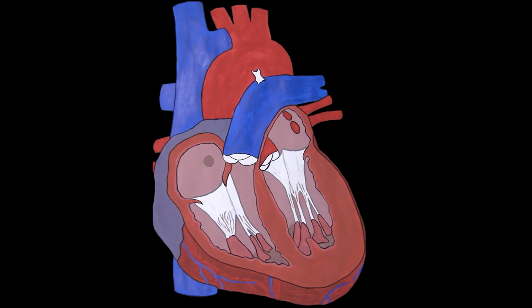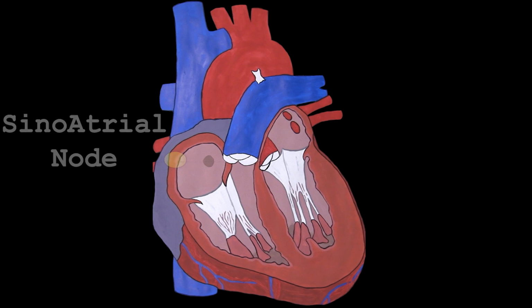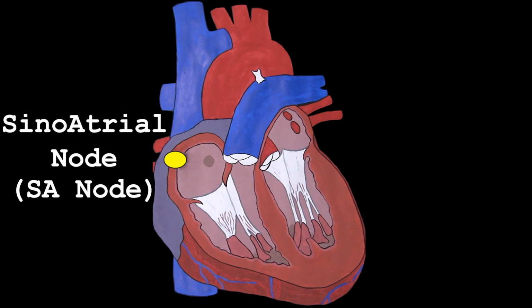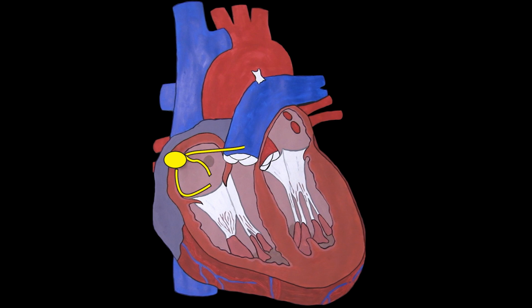Okay, let's watch that again, but this time, we're going to follow the depolarization waves that are causing the contractions. The depolarization begins in the sinoatrial node, also known as the SA node. This initiates a wave of depolarization that spreads through the atria. This is the beginning of a domino effect throughout the heart.